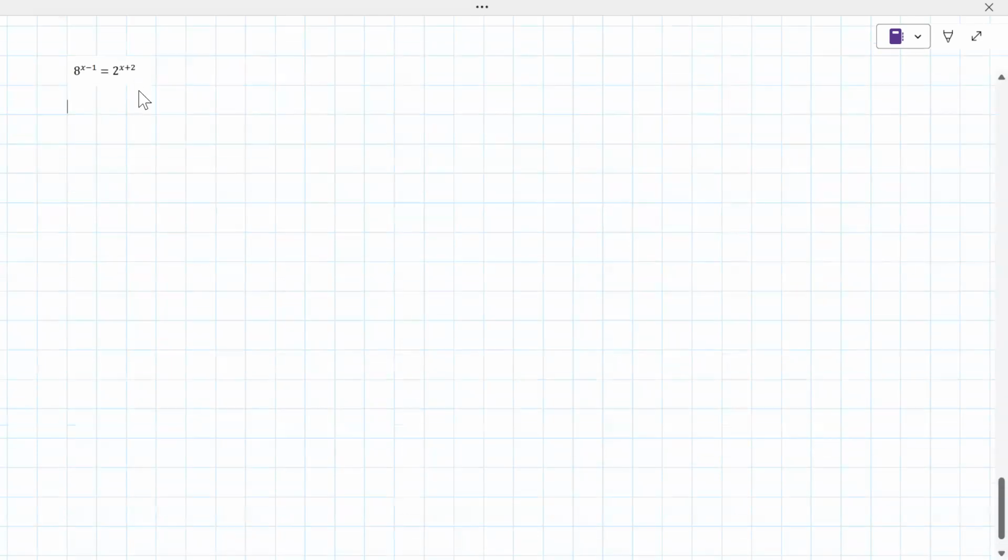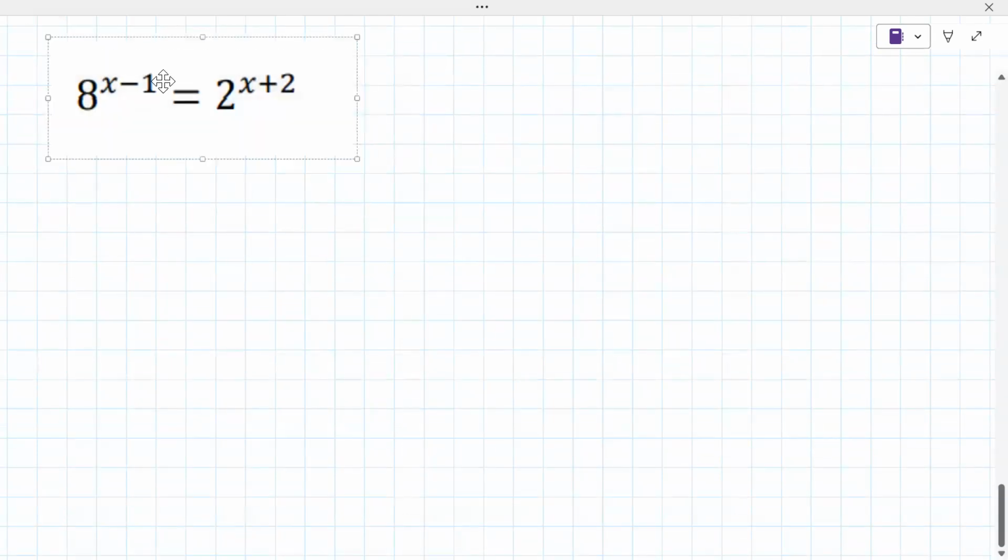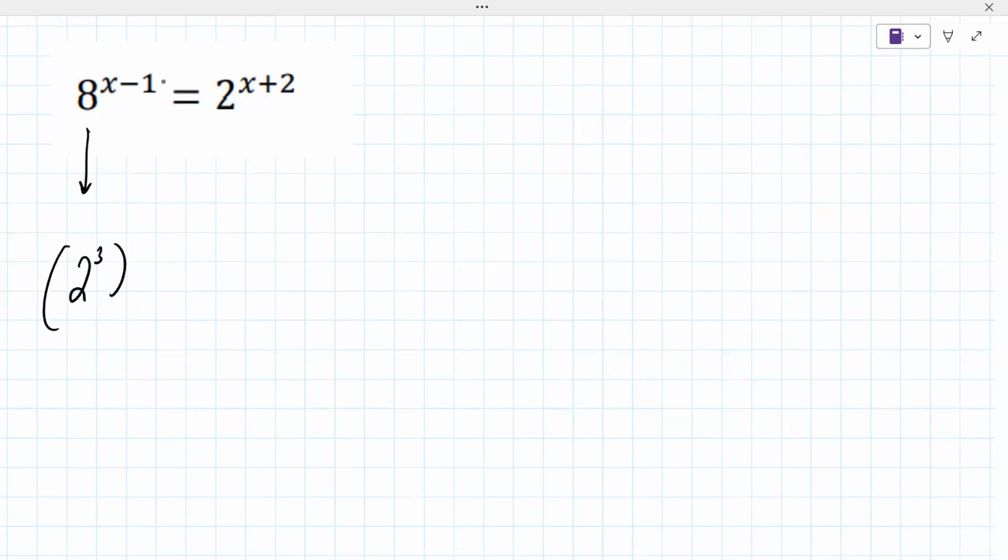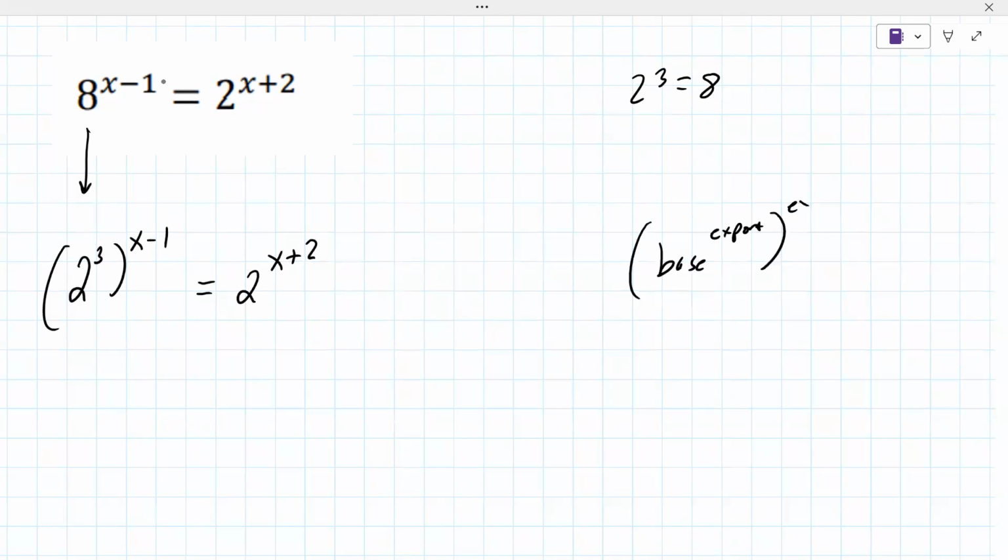let me snip this in here. Your goal is still to make the bases the same, but this time 8 is really 2 to the power of 3, all to the x minus 1 power. Is that clear that 2 cubed is 8? Yeah. Okay. Now, do you remember the rule when you have a base to an exponent to an exponent, something like x to the n to the power of m?